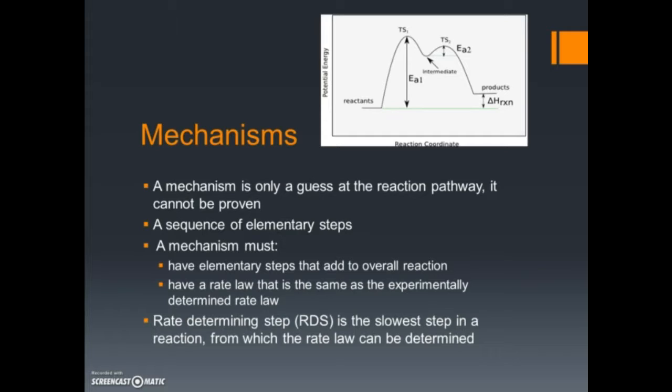If you look at the graph above, you can see the first bump has a higher Ea than the second bump because it's the slow step, where the rate determining step is, so you can determine the rate law from that step. And the intermediate in between is a species formed in one step and consumed in another.